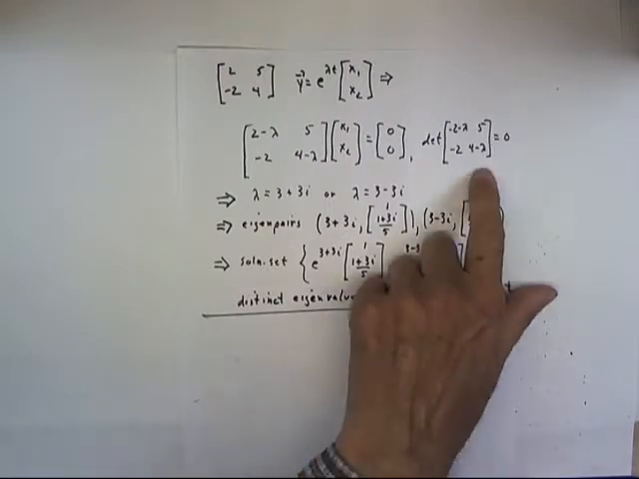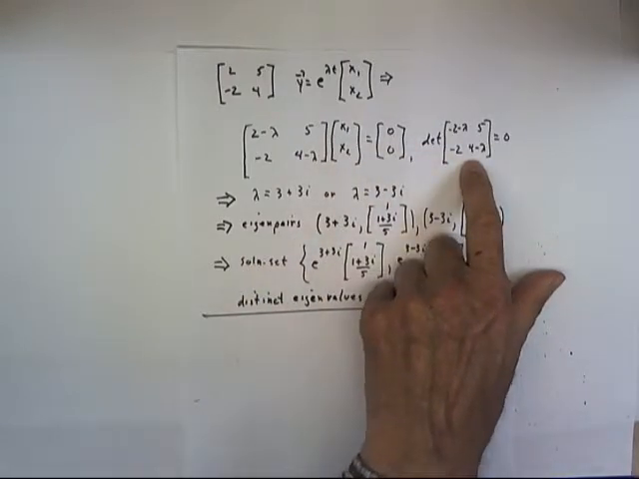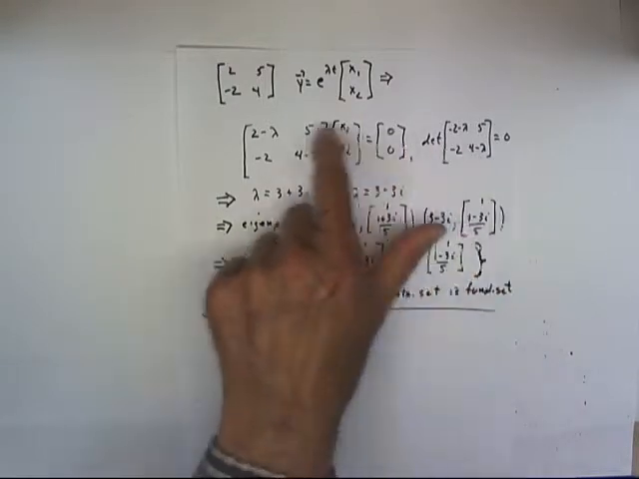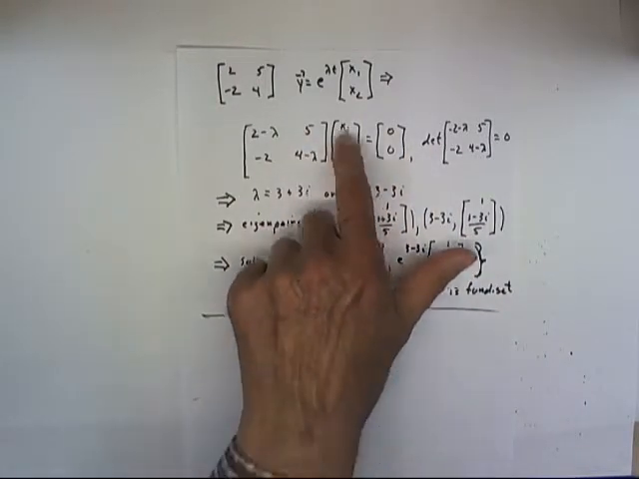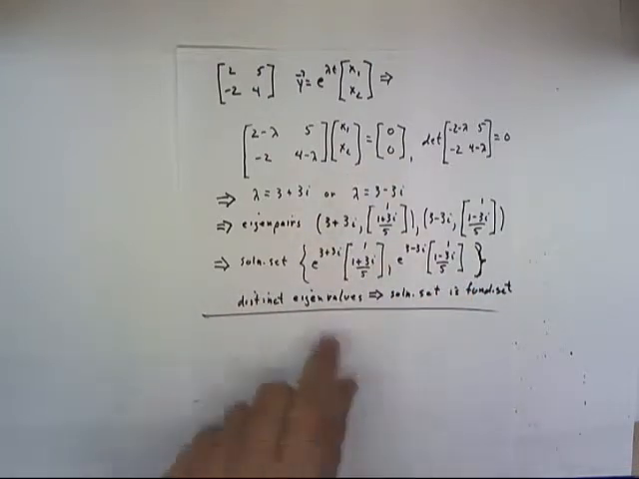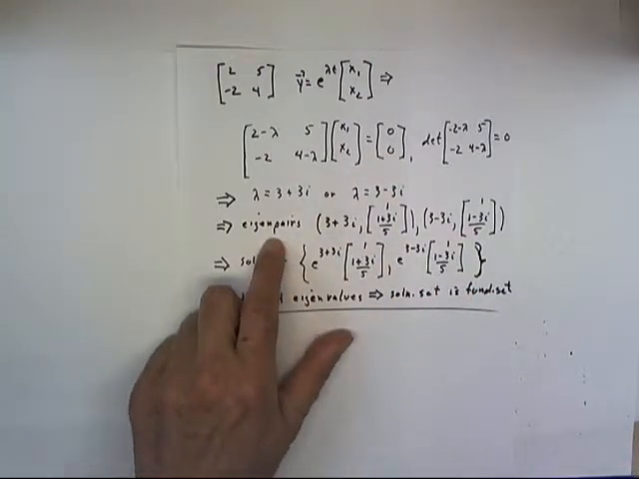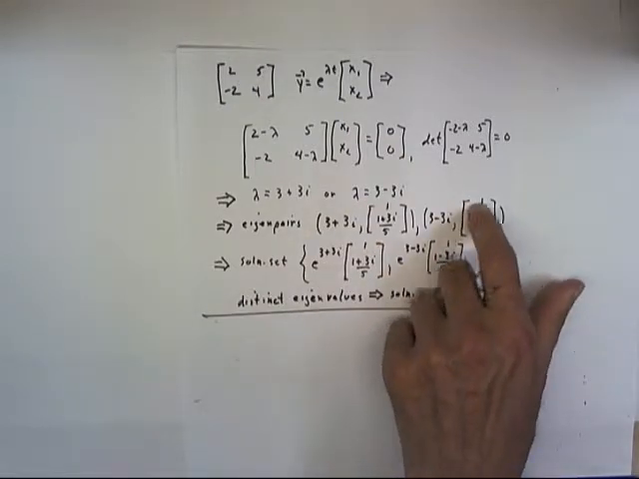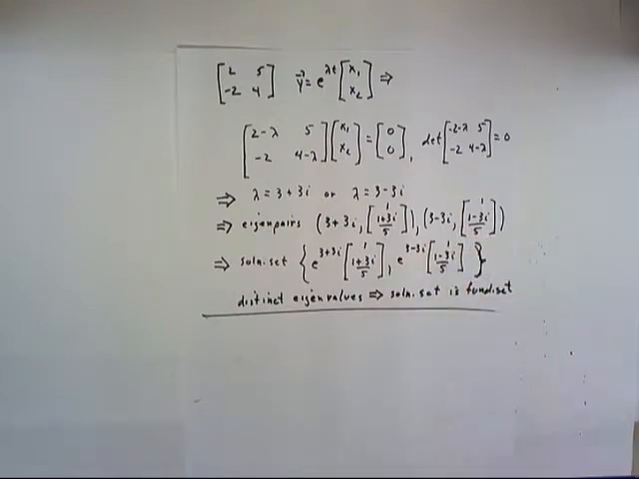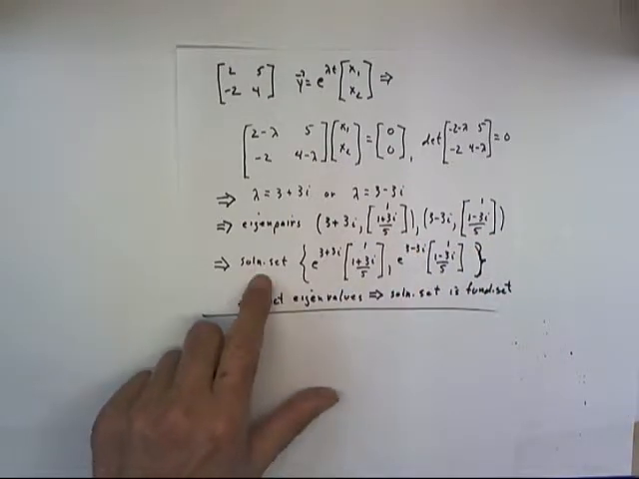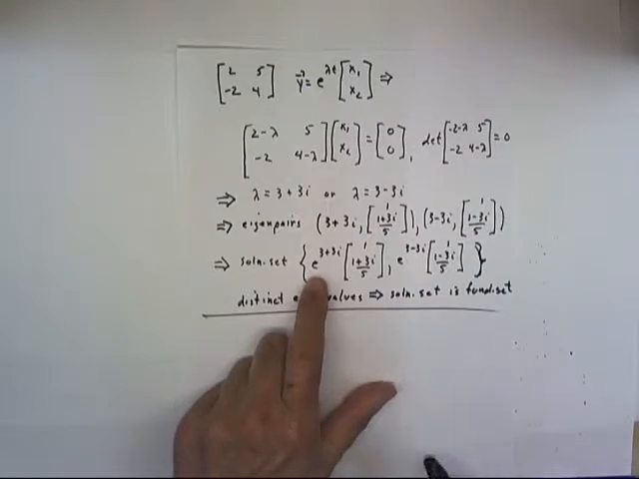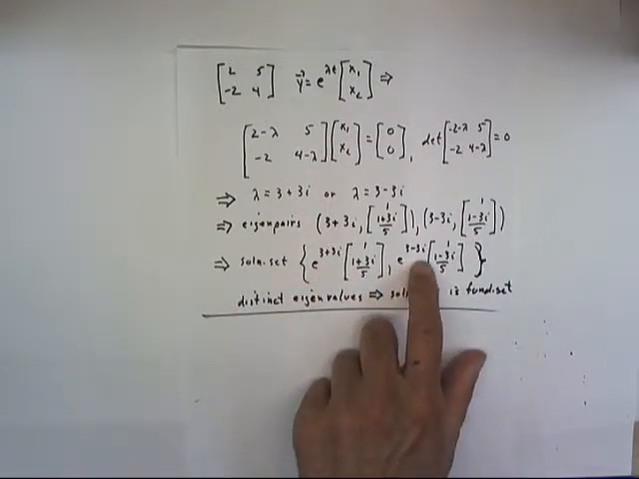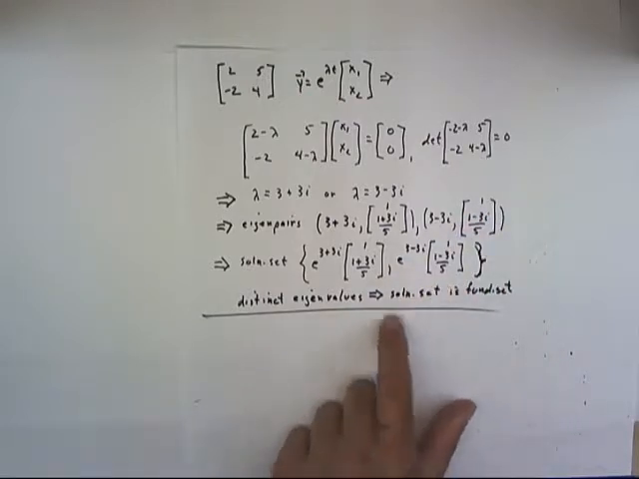We solve those equations. We get two different values for lambda, 3 plus 3i and 3 minus 3i. Plugging those values into these equations, we get solutions for x1, x2, giving us the eigenpairs: 3 plus 3i with (1, (1 plus 3i) over 5), and I'm not going to read the other one to you. You can see what it is, and we've already seen it, implying the solution set: e to the (3 plus 3i) times the first eigenvector, e to the (3 minus 3i) times the second eigenvector.